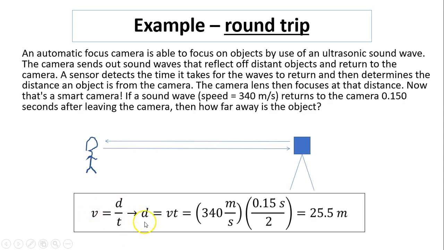V equals D over T, so D equals V times T. V is 340, it tells us. Now the time, you going there and coming back is 0.15. So just going there, you have to cut the time in half. So the time is 0.15 divided by 2, and you'll have 25.5 meters. That is the distance from the camera to the object.